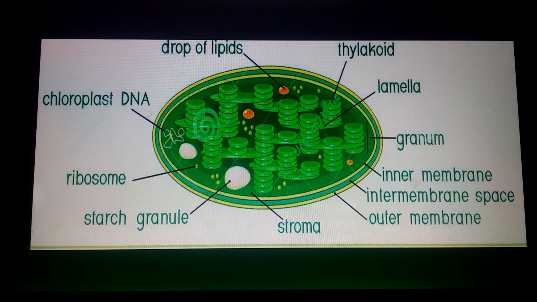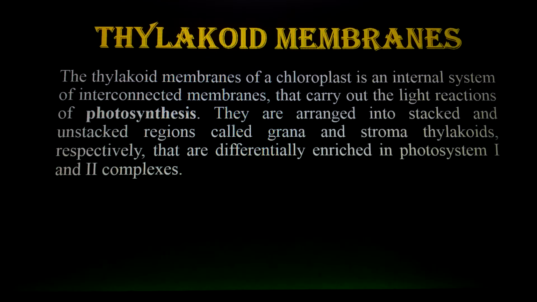Now the thylakoid is clear. Interlamella, lamella or intergrana is clear. Granum or grana is clear. Stroma, each and everything is now clear to you. Now I'm going to discuss the thylakoid membrane. Each and every part of the chloroplast is very important. Like you will see that the stroma is very important for photosynthesis. So I'm starting from the thylakoid membrane. The thylakoid membrane of the chloroplast is an internal system of interconnected membranes.